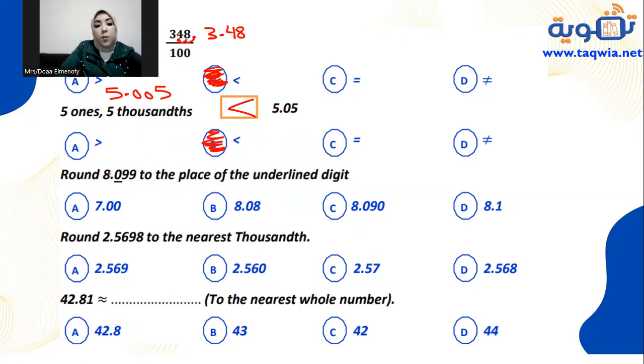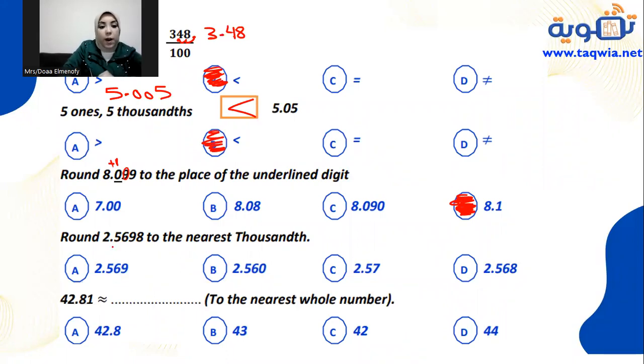Okay, round this number. Okay, so I want to round it here to the nearest what? To the nearest tenth. So here I have to circle the digit to the right. It's 9. 9 here is what? Is a strong number. So it will give here the underlined digit 1, to be 8.1. We have to add 1 to the underlined digit. It's going to be 8.1.